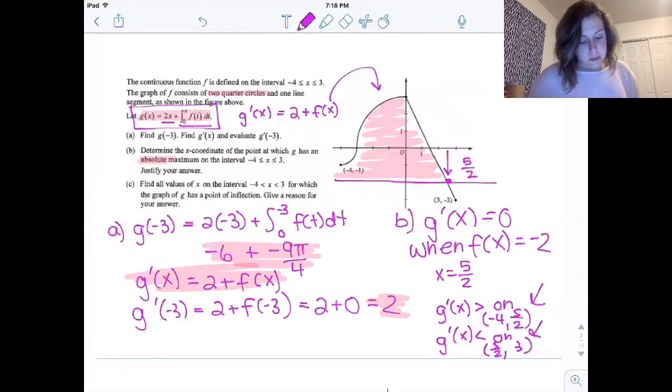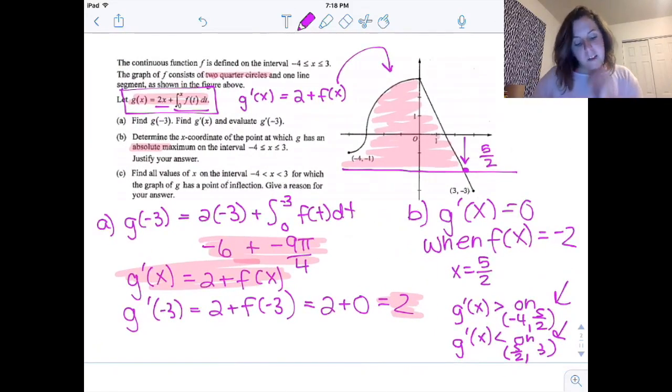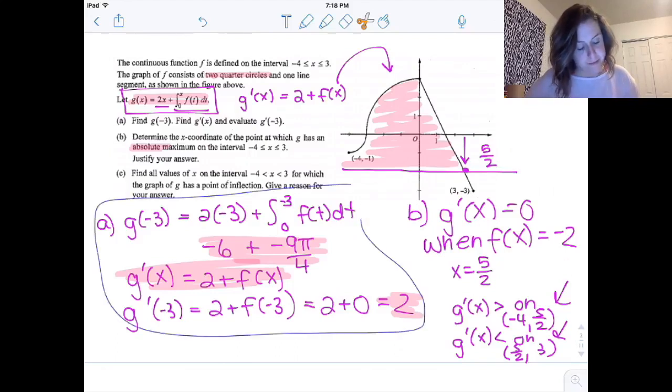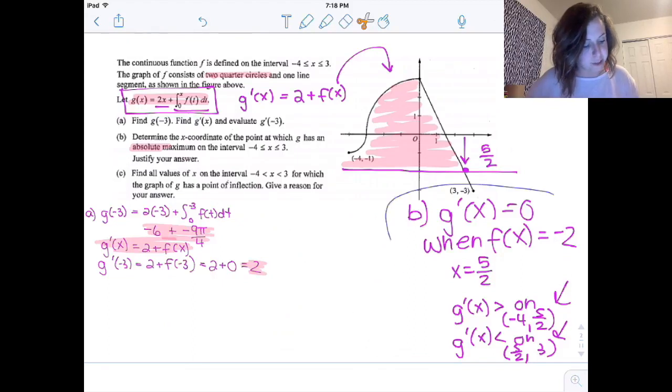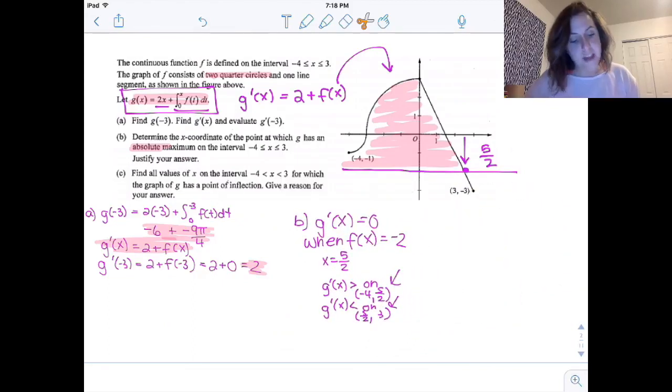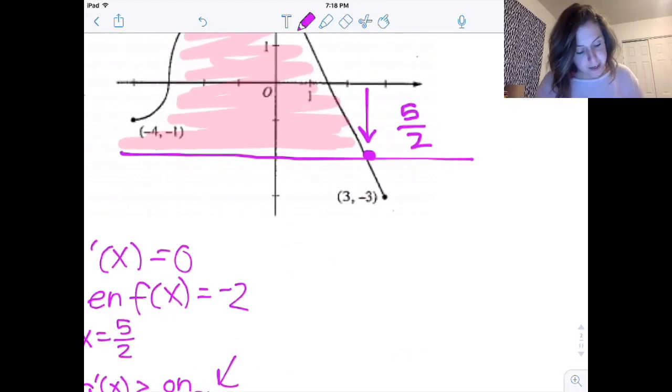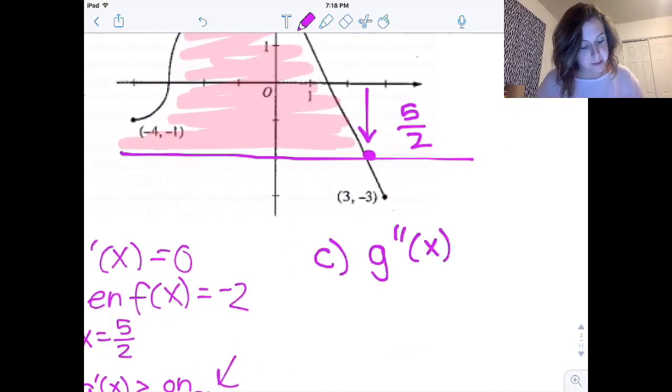All right, and then the last part says find all values of x on the interval where G has a point of inflection. So let's think about this. G has a point of inflection. So points of inflection happen when your second derivative changes signs. So what I'm looking for here is where G double prime of x changes signs.